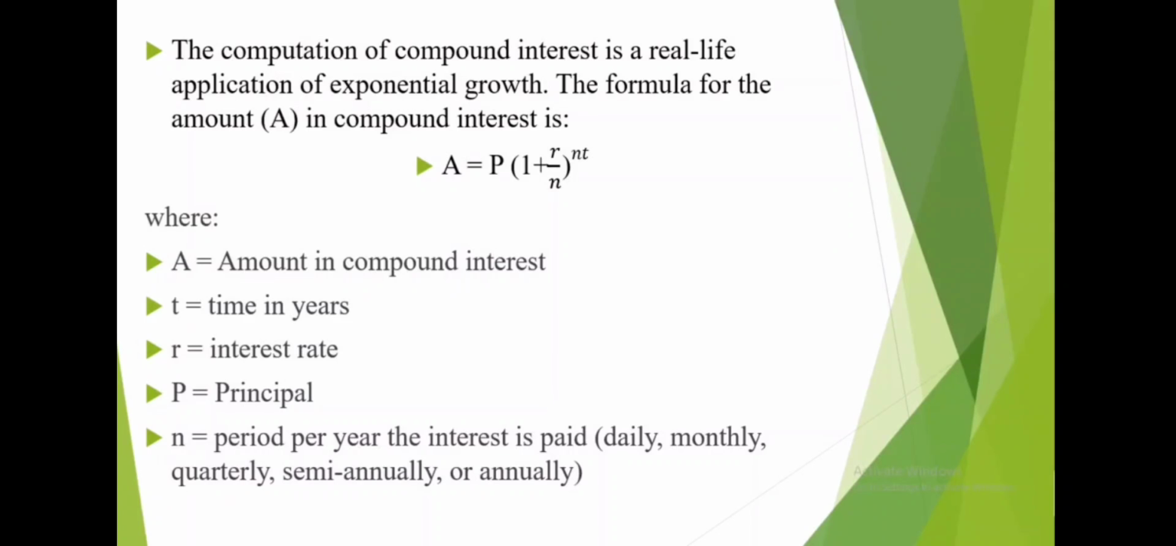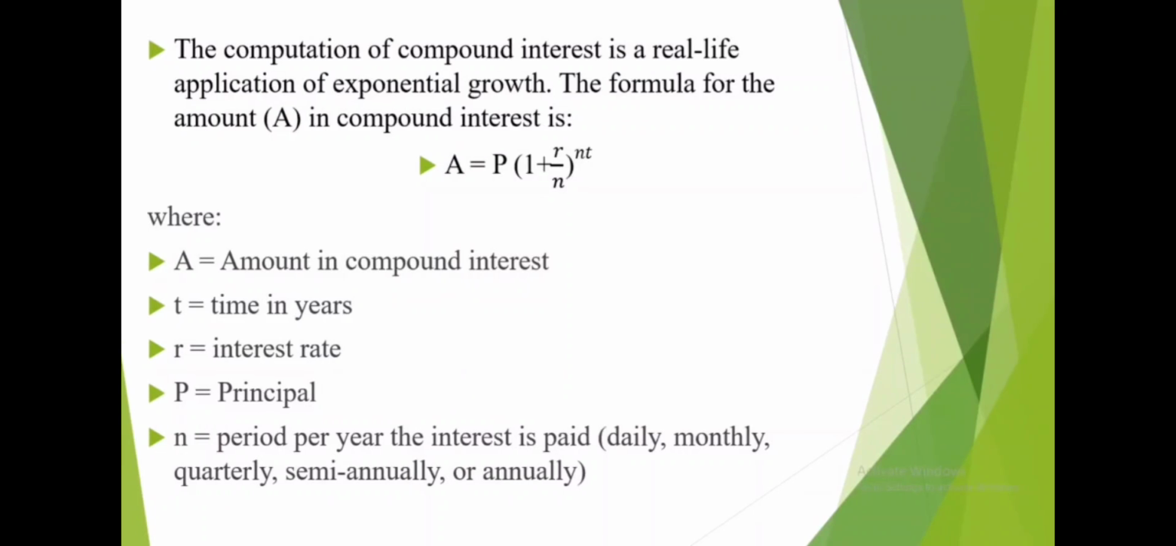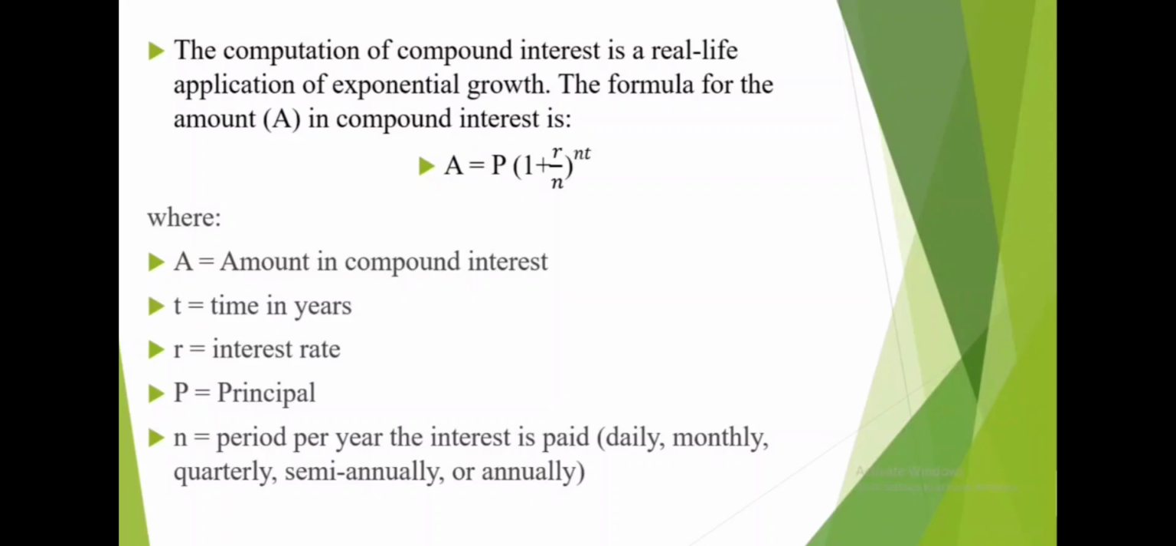The formula for the amount in compound interest is A equals P times the quantity of (1 plus r over n) to the power of nt, where A is the amount in compound interest, t is time in years, r is the interest rate, P is the principal, and n is the number of periods per year the interest is paid. Is it daily? Is it monthly? If it is monthly, our n will be 12. If it is quarterly, our n is 4. If it is semi-annually, our n is 2. If it is annually, our n is 1.